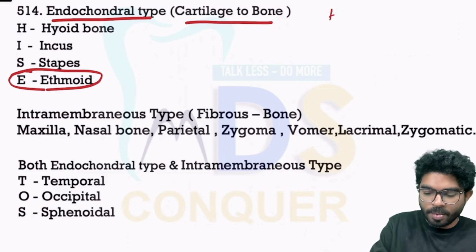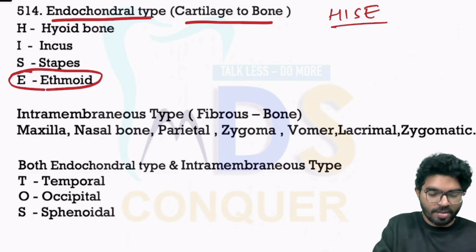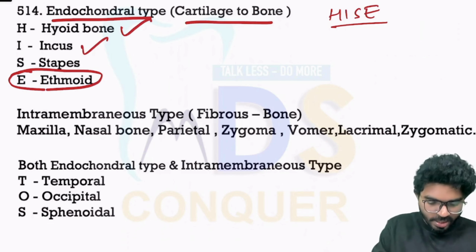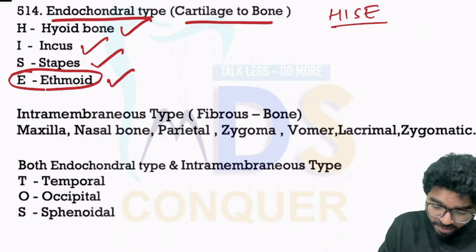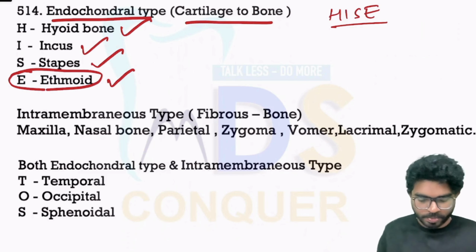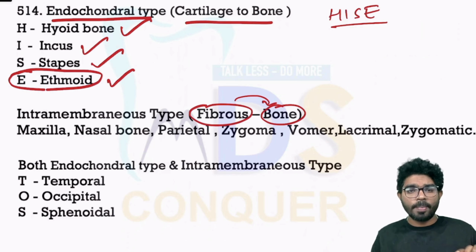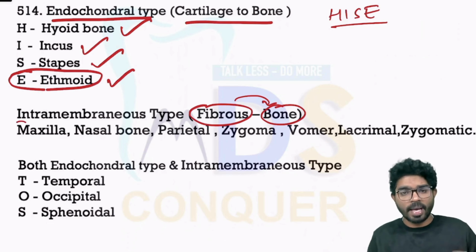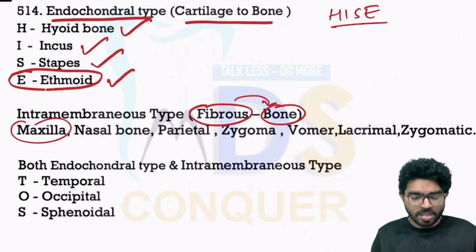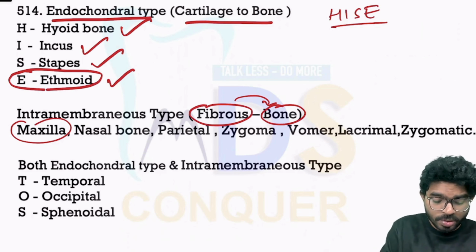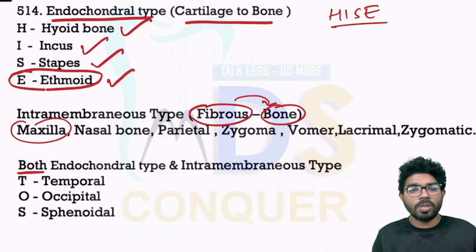For this you can remember the code HISE. H for hyoid bone, I for incus, S for stapes, and E for ethmoid. Next comes intramembranous ossification, where fibrous tissue is going to ossify to bone. Here the most common example that is frequently asked is the maxilla. Apart from the maxilla, there are other bones which have this intramembranous ossification: the nasal bone, zygoma, parietal bone, vomer, lacrimal bone, and zygomatic bone. The most commonly asked question is which of the following is seen in both?